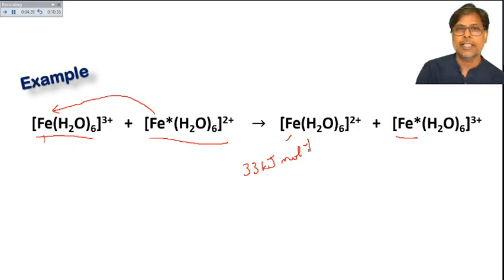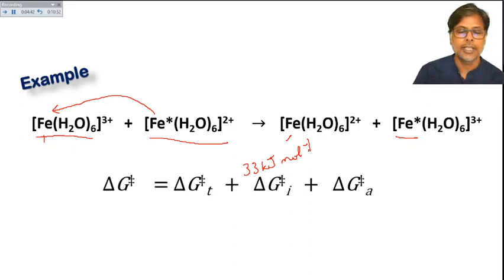But this activation energy is not just the energy required for bond length stretching and elongation; it is composed of three components. We're going to take a look at that. That is, delta G double dagger is composed of delta G double dagger T, delta G double dagger I, and delta G double dagger A. So what are those three terms?